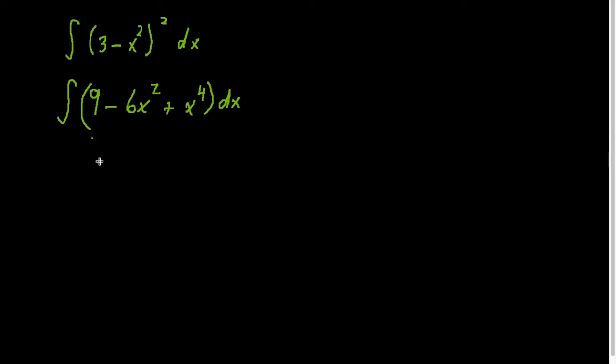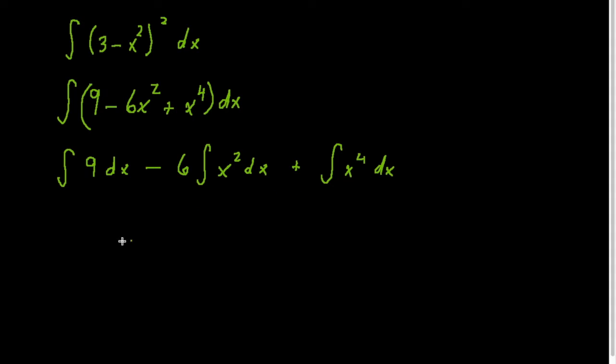At this point, we'll follow the rules from the previous video and expand this into 3 separate integrals. We'll take the antiderivative of 9 dx with respect to x, minus 6 times the antiderivative of x squared dx. In the previous video, I showed you how to take this 6 outside, but here I already skipped that step and I just brought out the minus 6, plus the antiderivative of x to the fourth dx. And at this step, we'll use the reverse power rule.